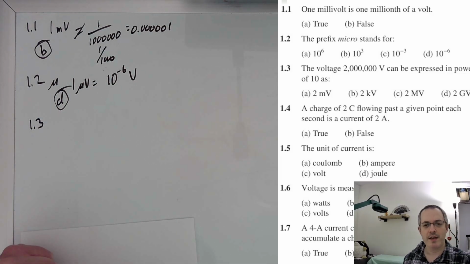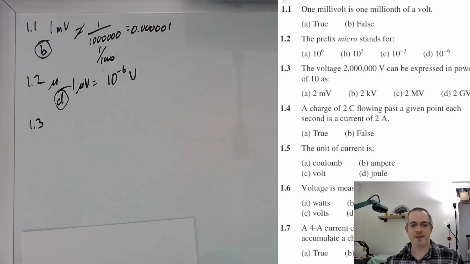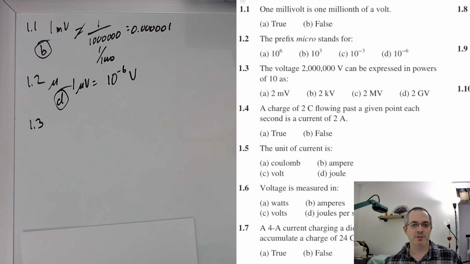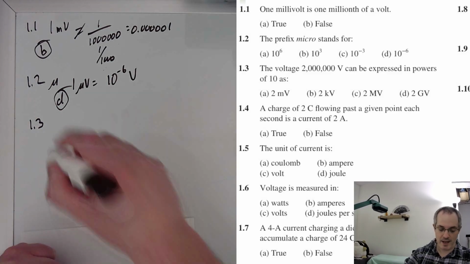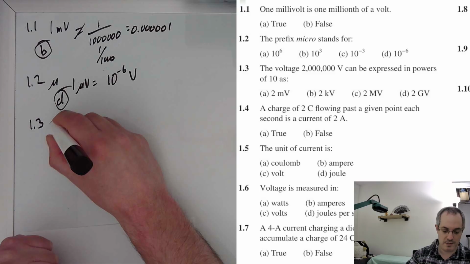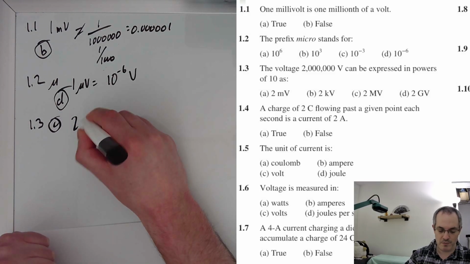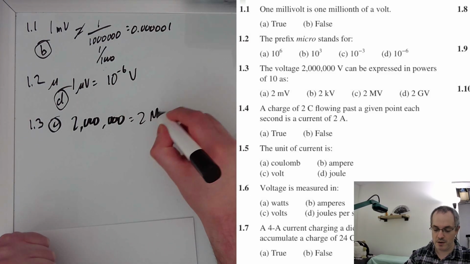1.3. I'm just confused about the stands for thing. Which way are they going with it? We'll go with D. That's probably what they mean. The voltage 2 million can be expressed in powers of 10 as, let's see, so 2 million would be, a million is a mega, so that would be C. 2 million, 1, 2, 3, 4, 5, 6, is 2 megavolts.